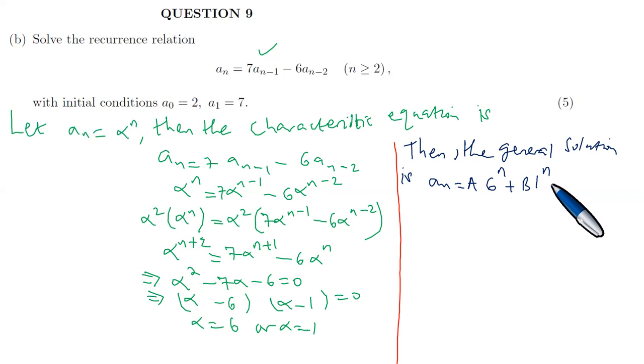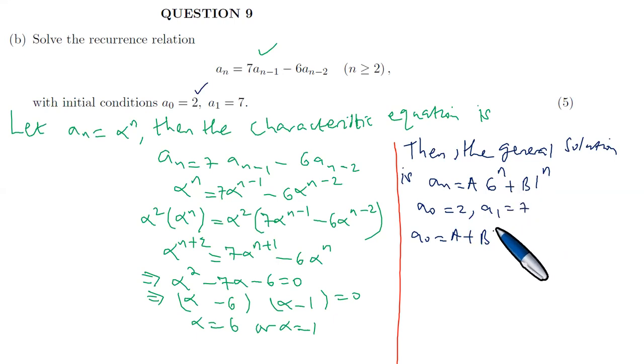What is a_0? It's two. The initial conditions will help us to find the A and the B. Okay, let's find a_0. What is a_0 if you make n zero in these? It's going to be exactly A plus B. You replace n, so 6 to the power 0 is going to be 1. And then this is 2. It gives us an equation. Call it equation 1. And then the other initial condition is that a_1 is 7. So if n is 1 here, it's going to be 6 to the power 1, which is 6A, plus B is 7.